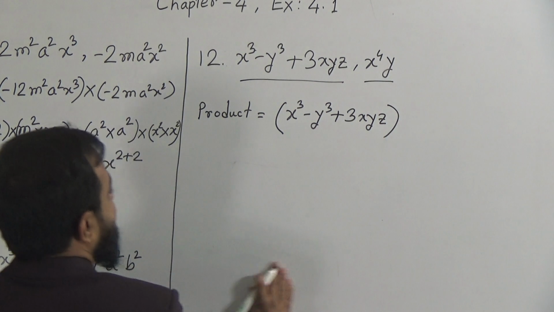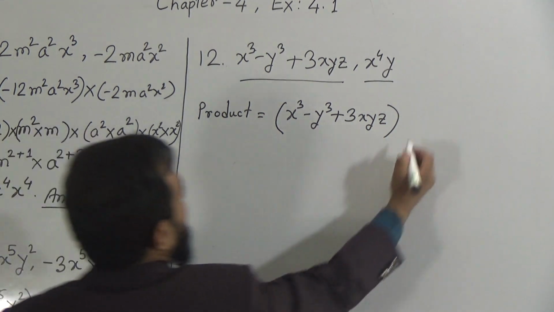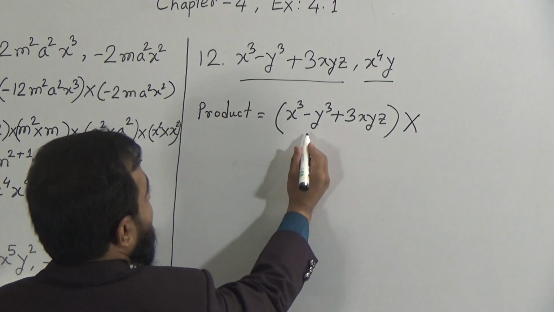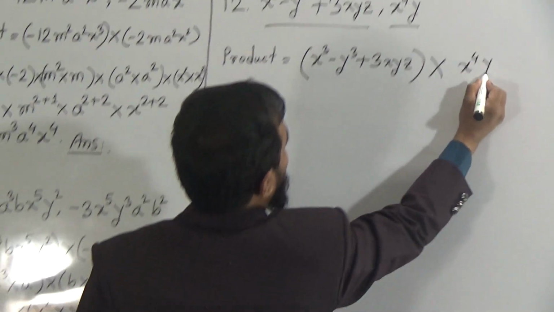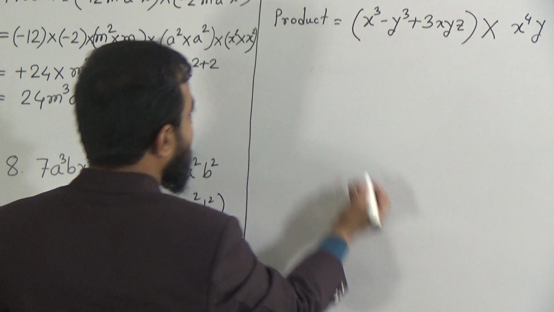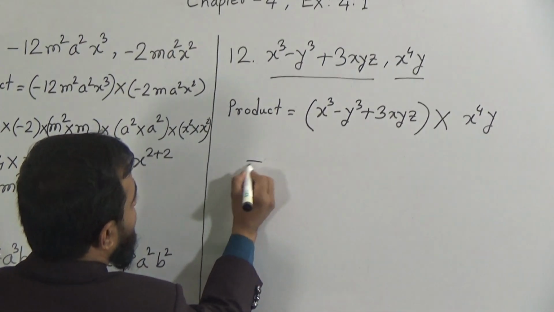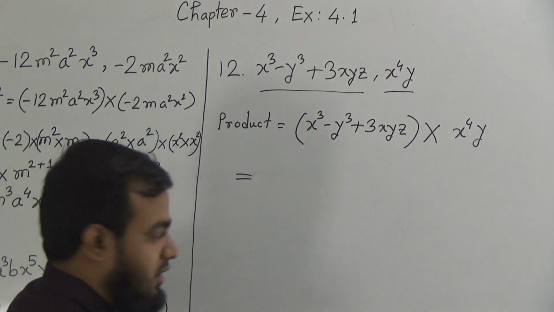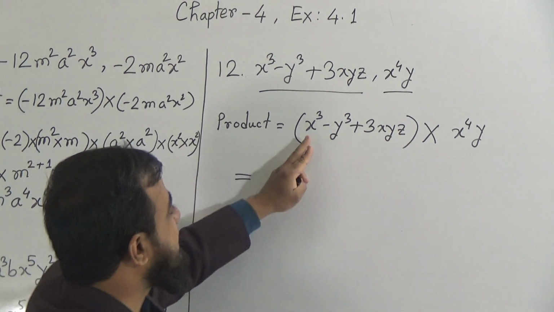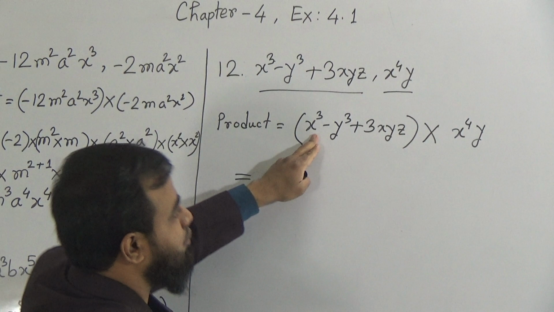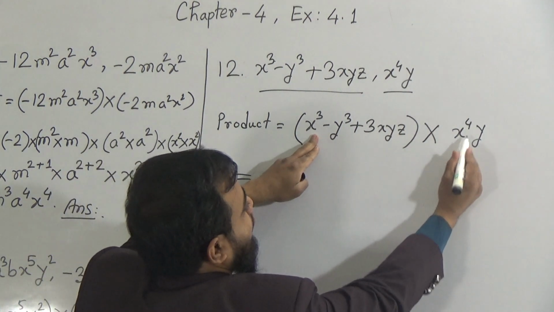This is a polynomial expression. We will multiply a polynomial expression by a monomial expression. Okay, x to the power 4 y, it's a monomial expression. Now look at the rules. What is the rule? This polynomial expression is multiplied with the monomial. That means this x cube is multiplied with the x to the power 4 y.